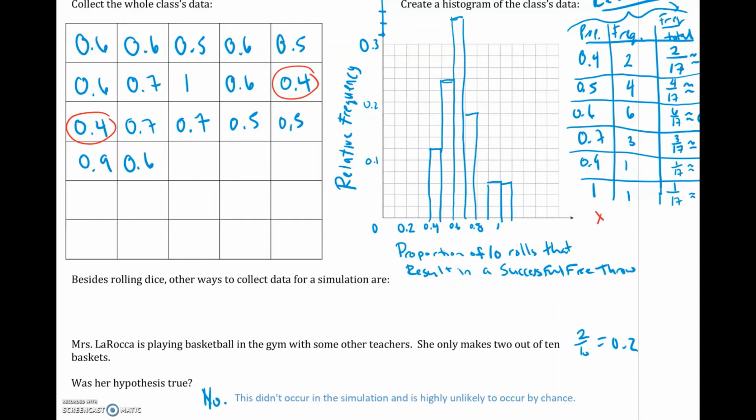I just switched over to typing because I figured it would be a little bit easier for you to read. But again, it didn't occur in the simulation, so it's highly unlikely to occur by chance. So it's very doubtful that her hypothesis is actually true.